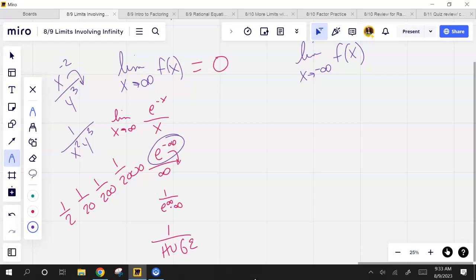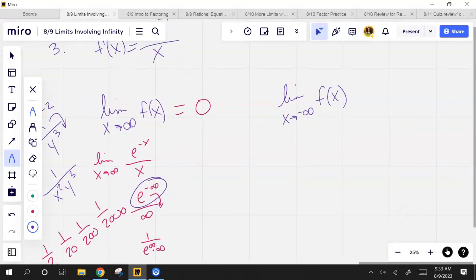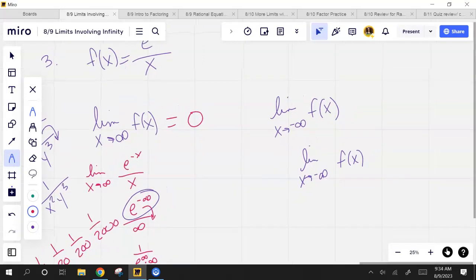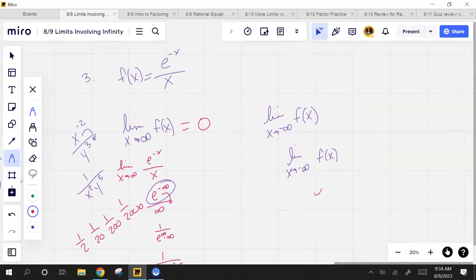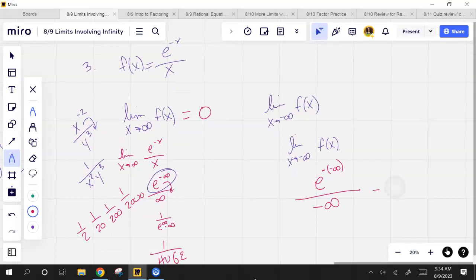Now, part B, you're probably going to need a calculator to kind of look at. But let's see what happens. I'm looking at the limit as x approaches negative infinity of f of x. And so I always try to substitute in and see if I can reason through it before I do anything else. So that's going to be positive. So I got e to the infinity over negative infinity.